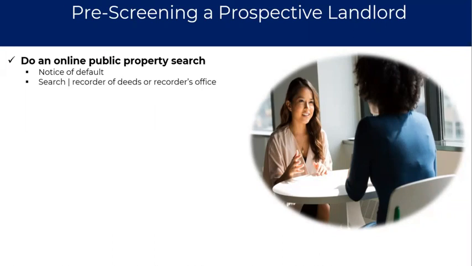So by doing a simple online public property search, you can find out if they are in the process of being foreclosed on. Now, when an owner has failed to make a loan or mortgage payment, a notice of default can be filed in the county where the property is located. Because the information is public, you can search and check the notice status through the county records office called the Recorder of Deeds or Recorder's Office.